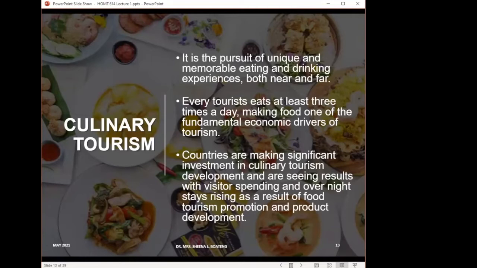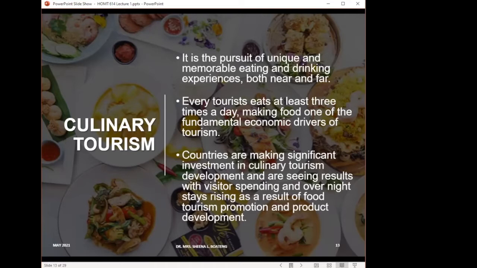Kwame, are you one of those? Is there anyone here who makes that trip or has made that trip before? I used to. You used to. So that's culinary tourism. Yeah, that's culinary tourism, right?